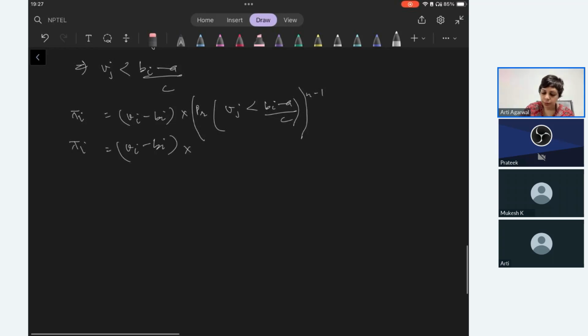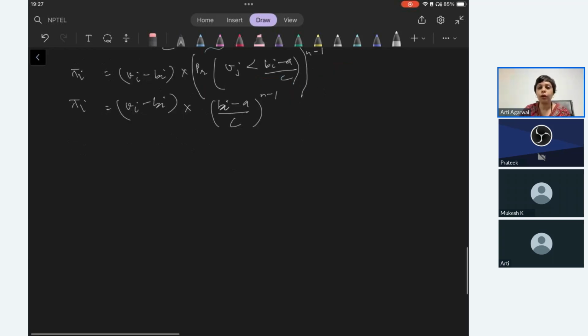Now this expression is nothing but the CDF. Therefore, the value of the CDF Fx, the probability that capital X is less than or equal to small x, is equal to x. So this becomes (bi minus a by c) to the power n minus 1. This is the only difference. This is all that is different between the previous problem and this problem.